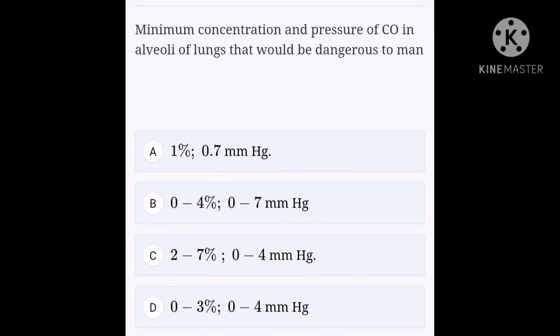Next question. Minimum concentration and pressure of carbon monoxide in alveoli of lungs that would be dangerous to man. Option A 1% and 0.7 mmHg, option B 0.4% and 0.7 mmHg, option C 2.7 percent and 0.4 mmHg, option D 0.3 percent and 0.4 mmHg.